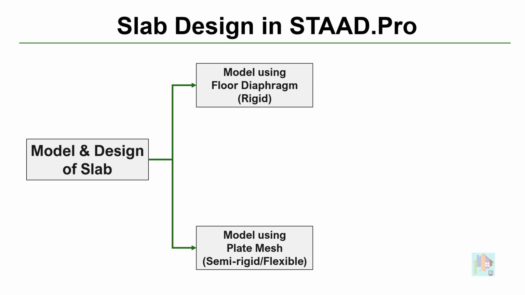In summary, to design a slab in STAAD, we can either model it as a rigid floor diaphragm where no plate mesh is required, or we can model it as a semi-rigid or flexible diaphragm using plate mesh. Selection of modeling method depends on the slab geometry, complexity and type of slab.